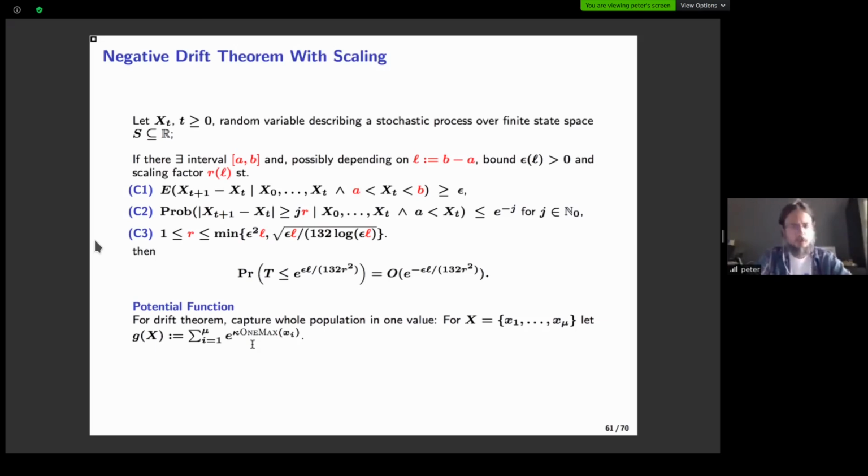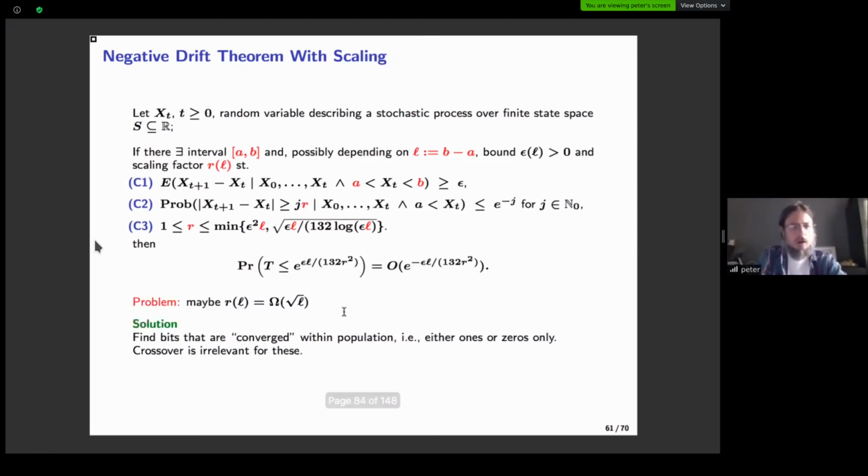The other problem we have is that crossover might not respect this condition 2. So the condition 2 says the probability that we do a jump of length j, apart from a scaling factor r here, that's not that important, the probability that we do a jump of length j decreases exponentially with j. However, crossover could potentially allow us to do jumps of length square root of the interval.